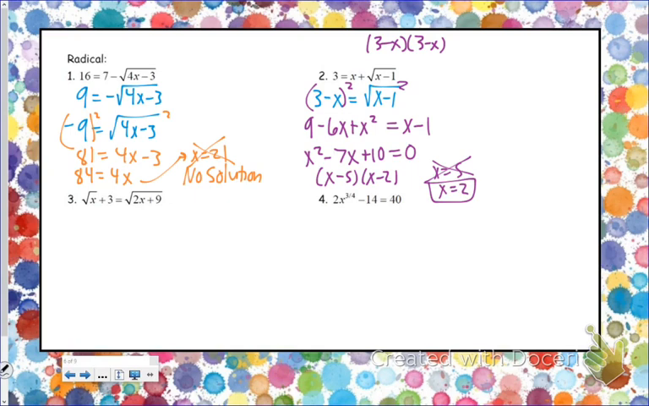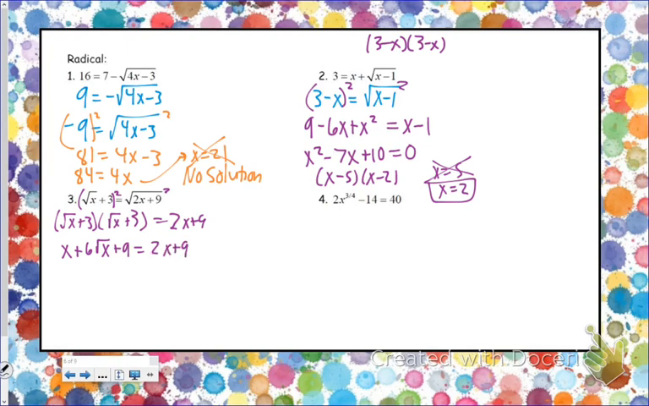I'm going to work out number 3 the same way, but 3 is going to have a little bit of extra steps just due to the way that it's set up. Because when I square this, I'm doing the square root of x plus 3 times the square root of x plus 3. So I'm actually going to FOIL that out, and I'm going to get x plus 6 square root of x plus 9.